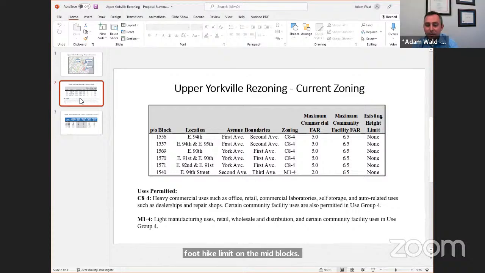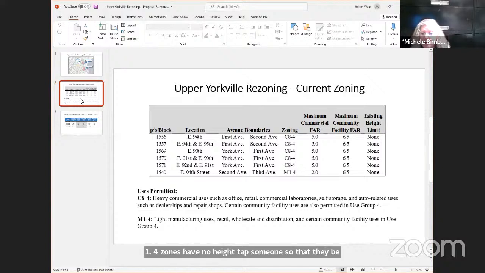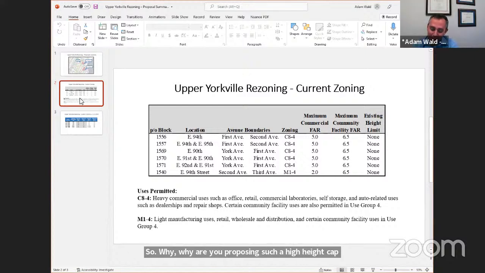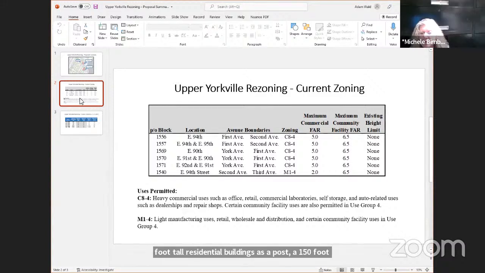I would point out that currently the C84 and the M14 zones have no height cap. Well, that may be, but what you're proposing is that they have a higher height. They have a height cap that's more likely on the avenues. So why are you proposing such a high height cap for the mid block? I thought that in general, folks might want to see 150 to 180 foot tall residential buildings as opposed to 150 foot tall self-storage buildings or life science. Okay, so now it's a matter of what we're calling tall, but that's okay, I get it.